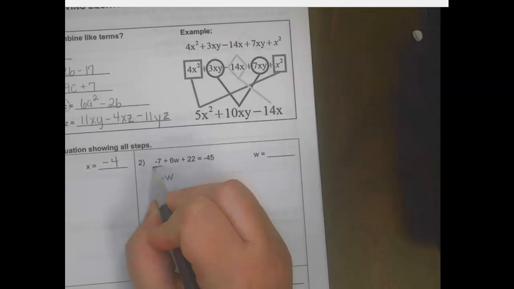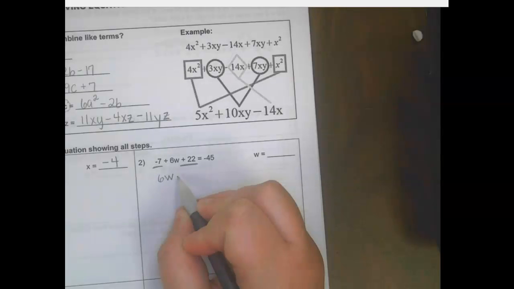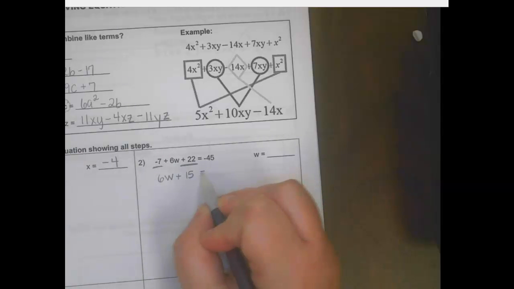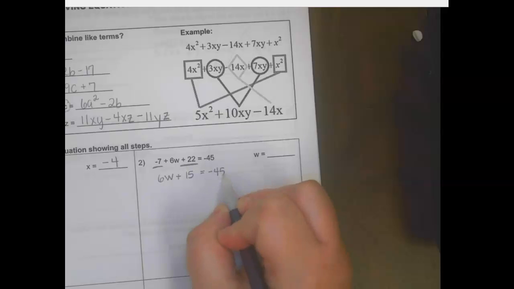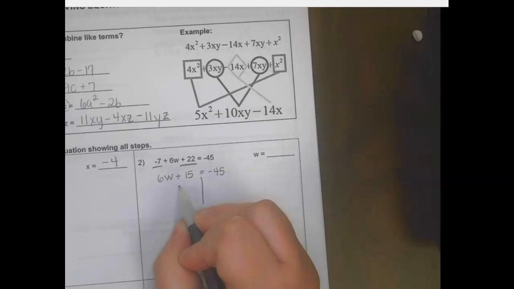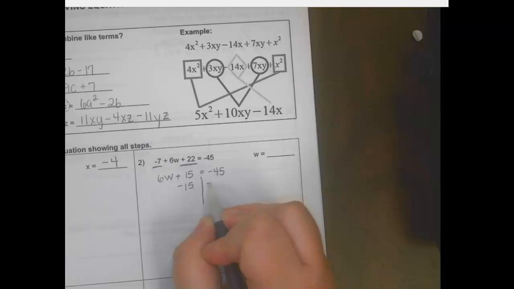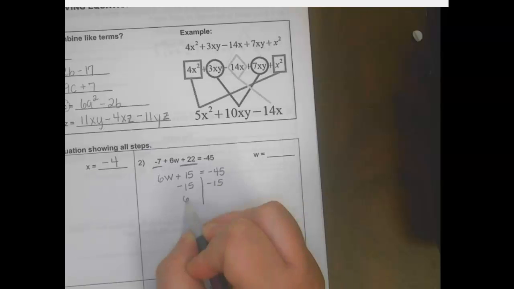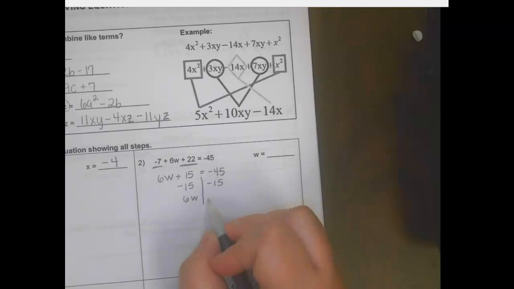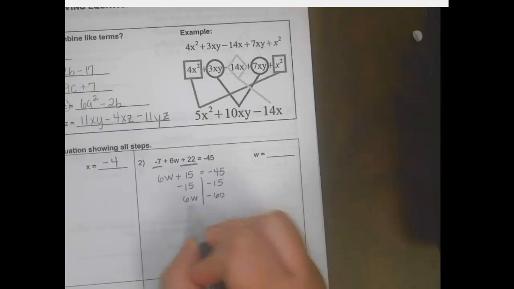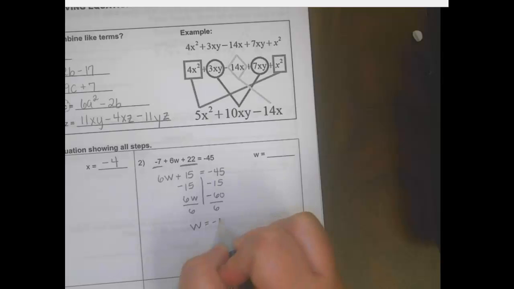So we have negative 7, positive 22, which is a positive 15. Negative 45 stays on that side. Subtract 15 from both sides. Negative 60. Divide both sides by 6. And we get negative 10. Yes? No?